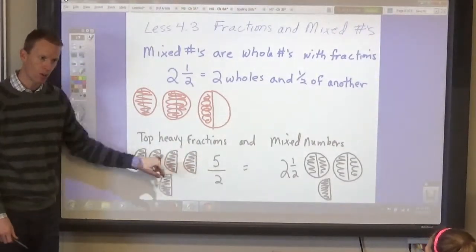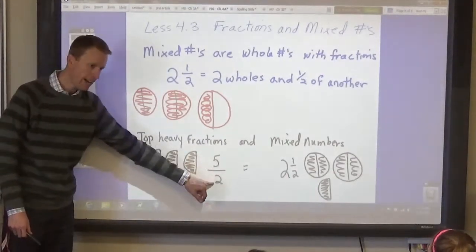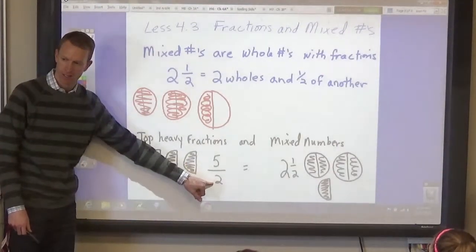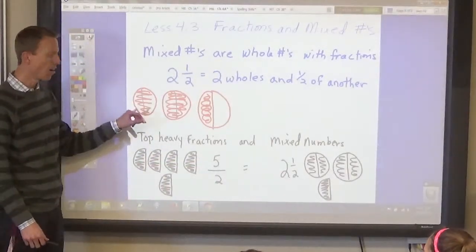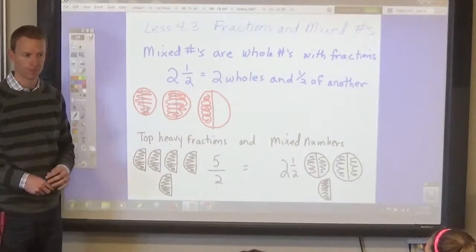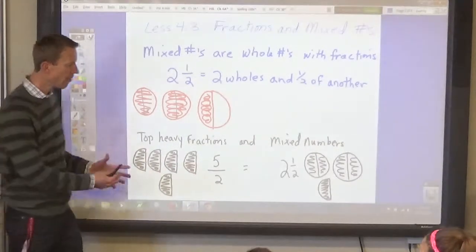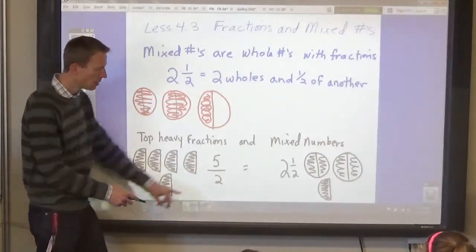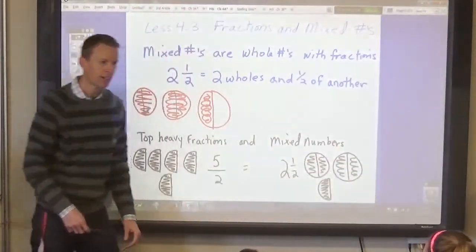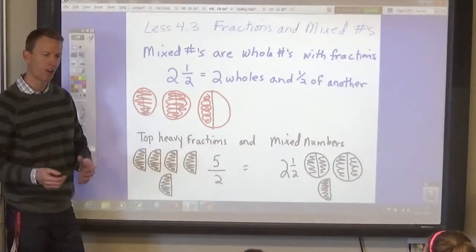If we separate those, you just count them up. 1, 2, 3, 4, 5 halves. 5 over 2 means 5 pieces that are halves of a whole. Okay? If you have them separated like this, and you put them together, you can make 2 and 1/2. And so I'm going to show you the math on how to do that.